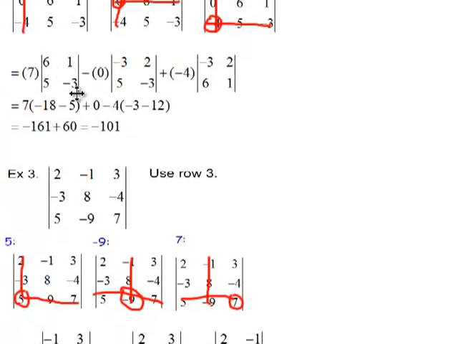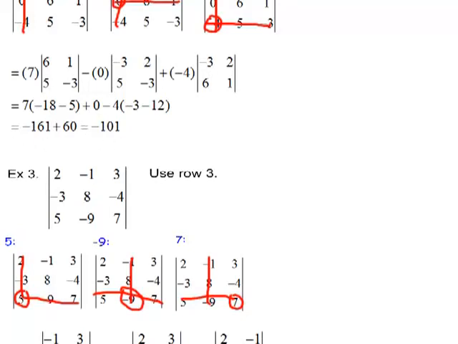So 6 times negative 3 is a negative 18 minus a 5, so it will be negative 23 times 7 is negative 161. 0 all goes out. Negative 3 times 1 is negative 3 minus 12, so it will be negative 15 times a negative 4 is a positive 60. So the answer is negative 101.